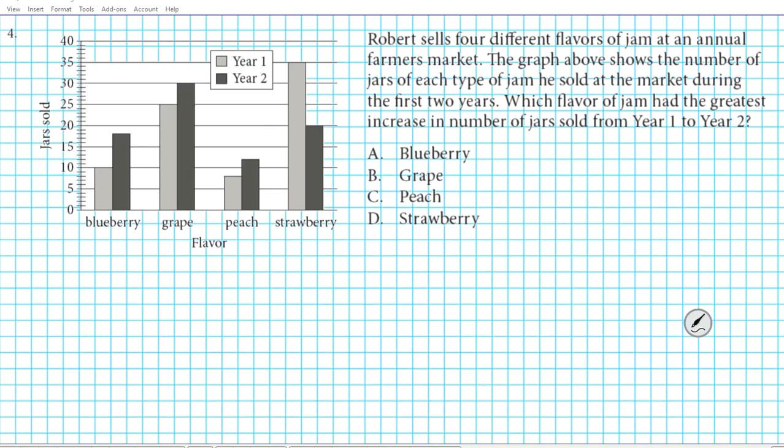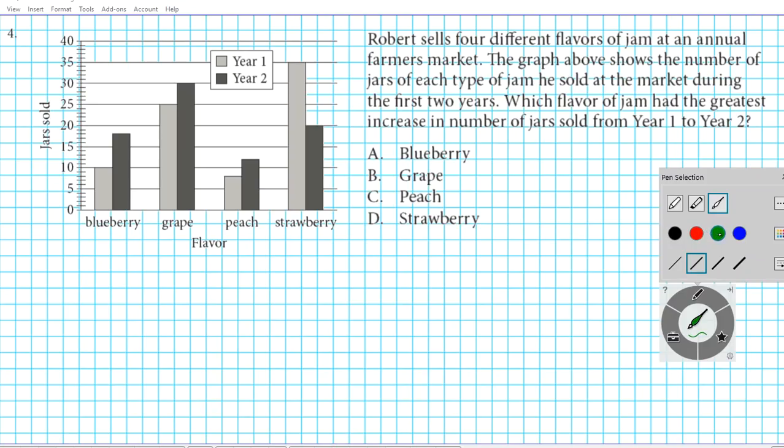Now let's take a look at question 4. It reads, Robert sells 4 different flavors of jam at an annual farmer's market. The graph above shows the number of jars of each type of jam he sold at the market during the first 2 years. Which flavor of jam had the greatest increase in number of jars sold from year 1 to year 2? The formula that we're going to use for the problem solving process is as follows.